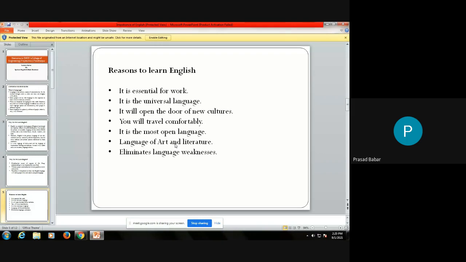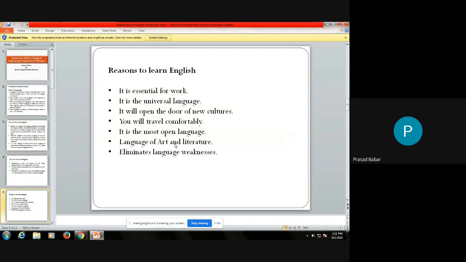So next is you will travel comfortably. Yes, if you have proficiency in the English language, or you are a good speaker, if you go to foreign countries or European countries, you can't face any type of problems, because you have the knowledge of English and you can travel comfortably over there. So that is why it is important.